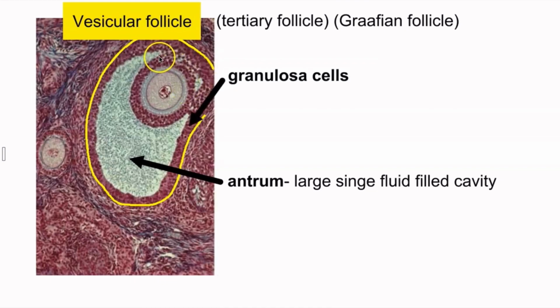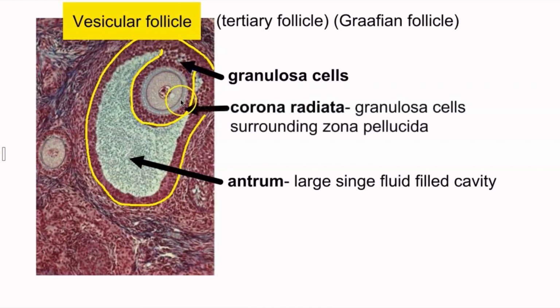estrogen. We can see that there are granulosa cells that are kind of separating the oocyte up on a stalk, and granulosa cells surround the oocyte. Those granulosa cells are known as the corona radiata, and they're surrounding the zona pellucida. And of course, the cell is still a primary oocyte until just before ovulation.